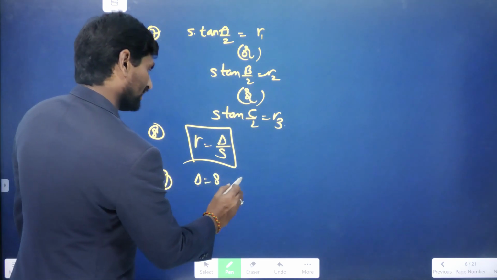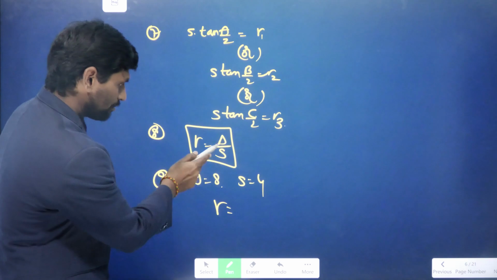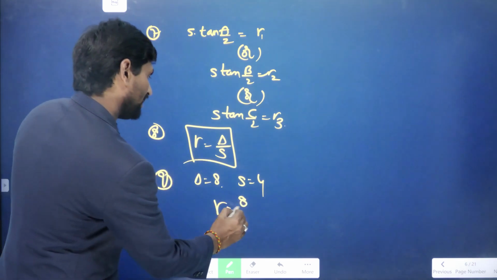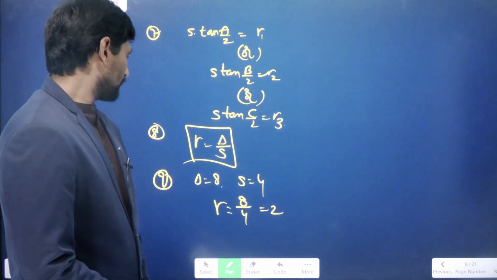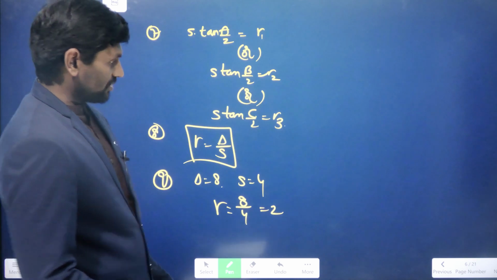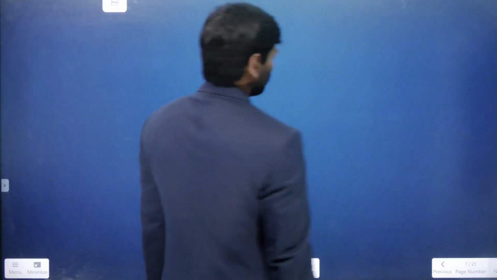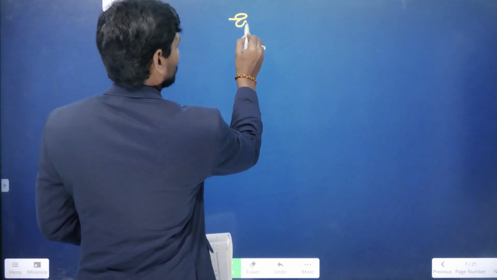Delta value is 8 and s value is 4, and we need to find r. You have to substitute in the above formula. Delta value 8, s value 4, 8 by 4 is nothing but 2. Okay? Now let us go to the exercise problems. So just remember, try to read the formulas regularly. We'll go to the exercise 1 problems.